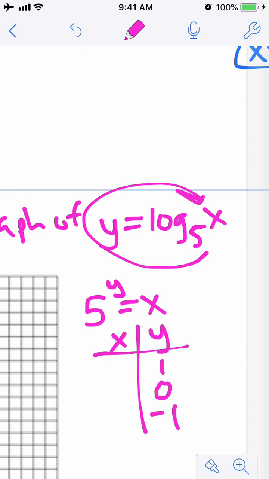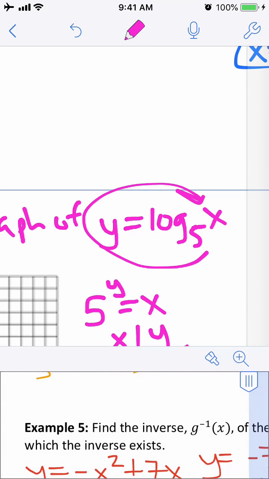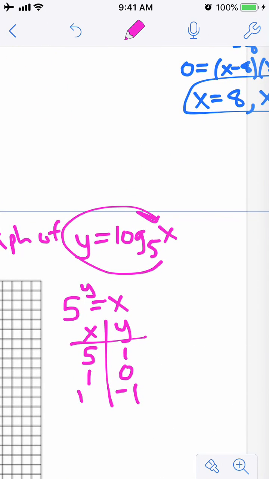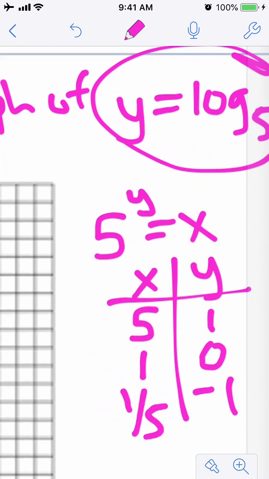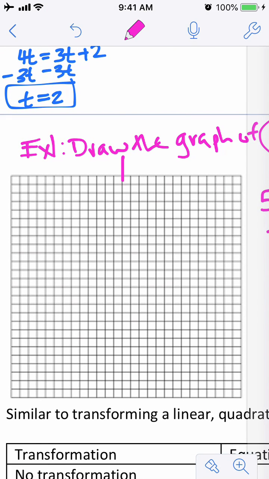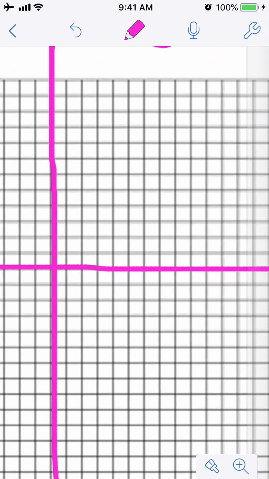5 to the first would be 5. 5 to the 0 would be 1. And 5 to the negative 1 would be, what would it be? 1/5. Okay, I have 3 points now. 5, 1, 1, 0, and 1/5, -1. So I'm going to draw myself some axes. Okay, cool. Next up, I'm going to plot these points.